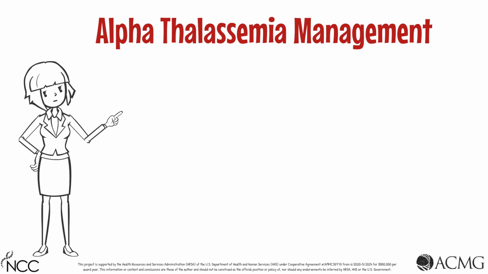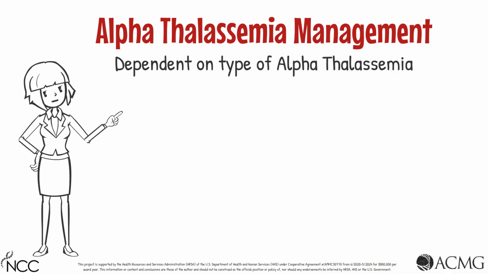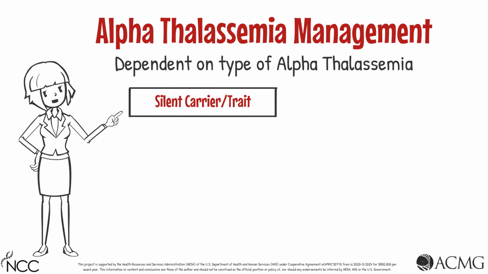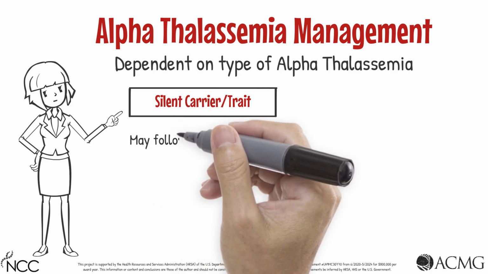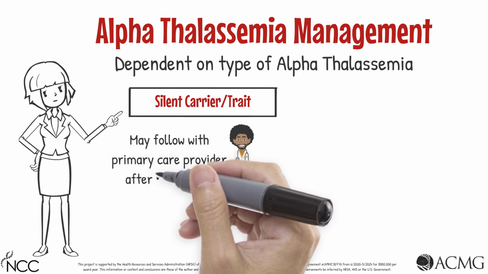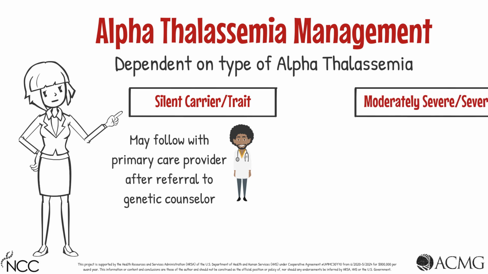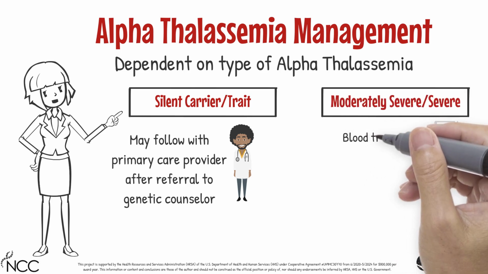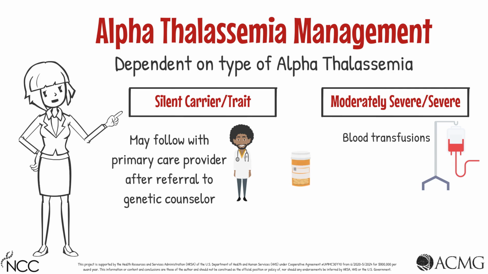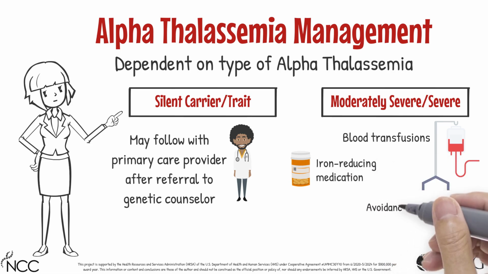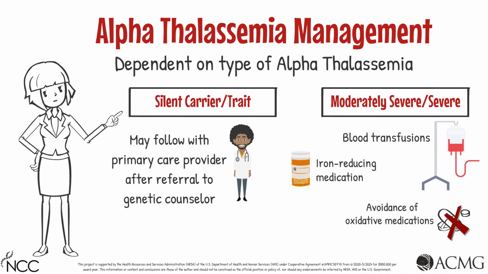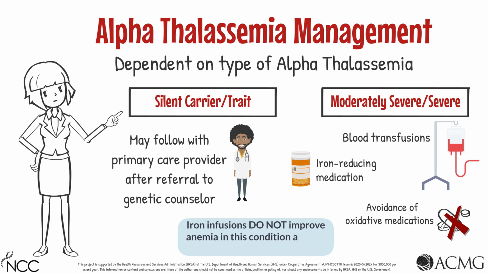Management of alpha thalassemia is dependent on the type of alpha thalassemia the child has. Those with alpha thalassemia silent carrier and alpha thalassemia trait can be followed by a primary care provider after referral to a genetic counselor. For those with moderate and severe forms of alpha thalassemia, blood transfusions for severe anemia, medication to reduce extra iron in the body, and avoidance of certain oxidative medications, such as antimalarial drugs and aspirin, may be necessary. Iron infusions do not improve anemia in this condition and are typically contraindicated.